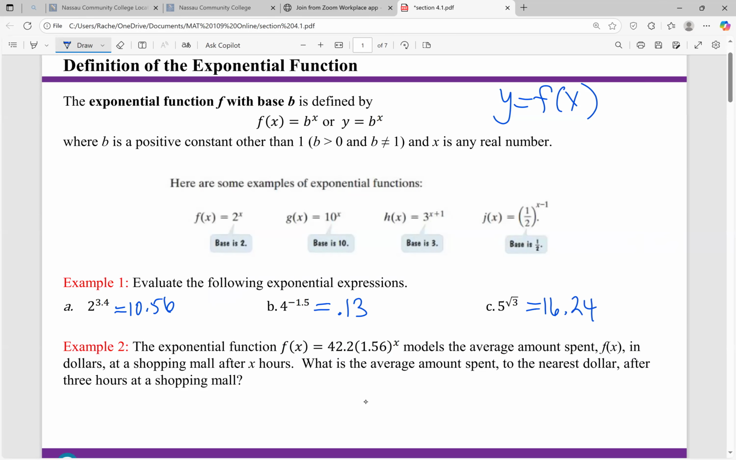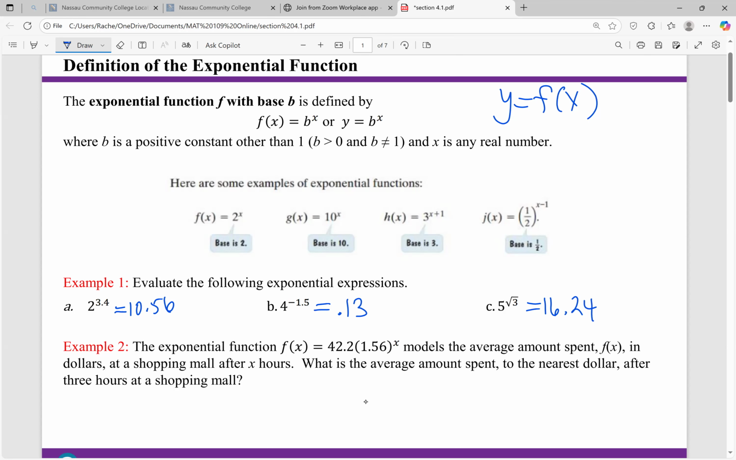So example 2 is still going to be more practice evaluating just an exponential expression, but now it's going to be in context, so in the form of a word problem. It says the exponential function f of x equals 42.2 times 1.56 to the x models the average amount spent f of x in dollars at a shopping mall after x hours. So this function is modeling the amount of money spent as a function of time. So how long you're at the mall in hours. So the question is, what's the average amount spent to the nearest dollar after 3 hours at a shopping mall?